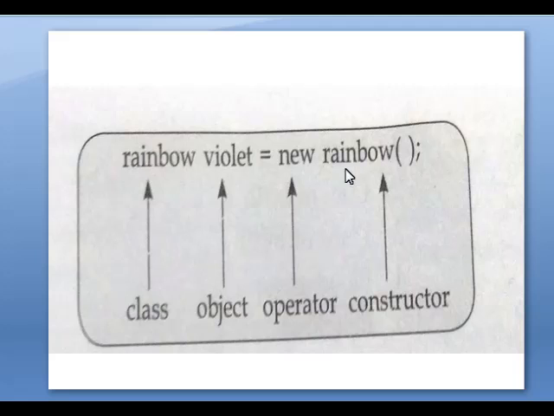That is a rainbow violet. So rainbow is a class, violet is an object. So how will you create a new object? By using the keyword new. This is an operator. New is an operator and Rainbow() is a constructor.